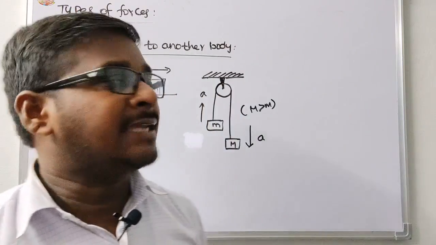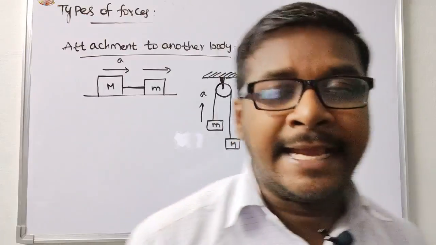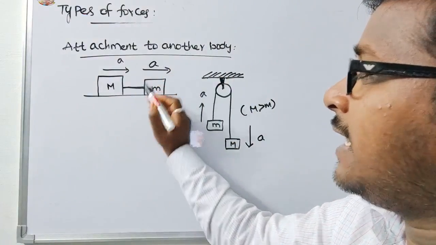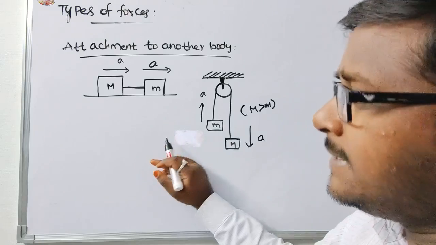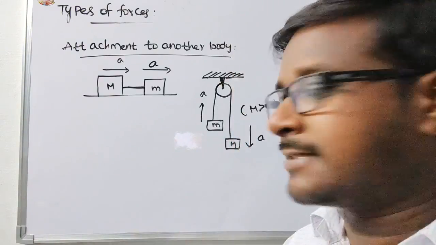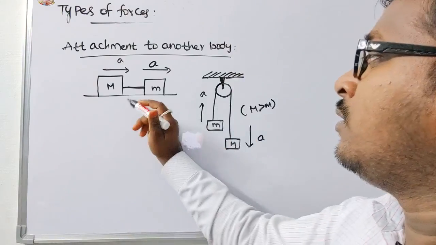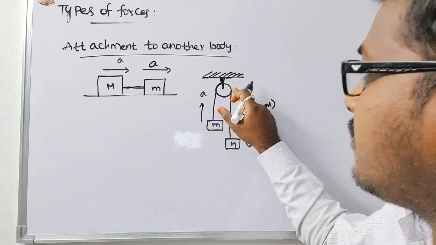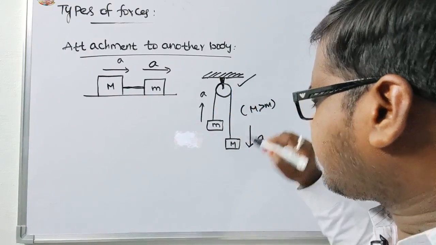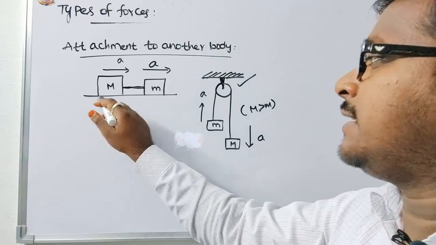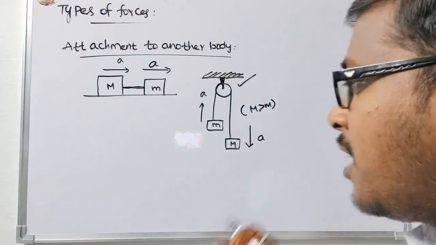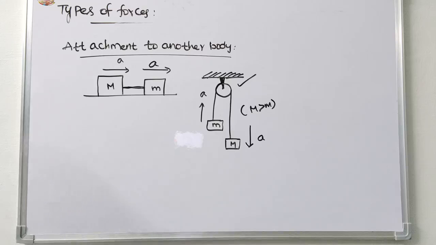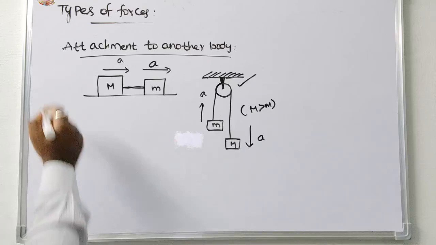In this inextensible string, the magnitude of acceleration is the same throughout the system, whether a number of masses are connected to each other by a string, in the pulley arrangement, or on the horizontal surface. That is the inextensible string.